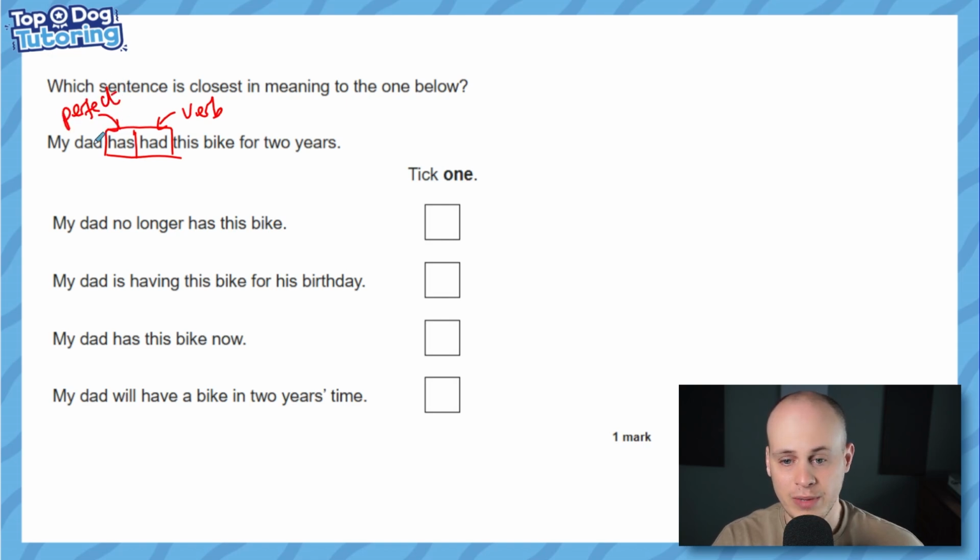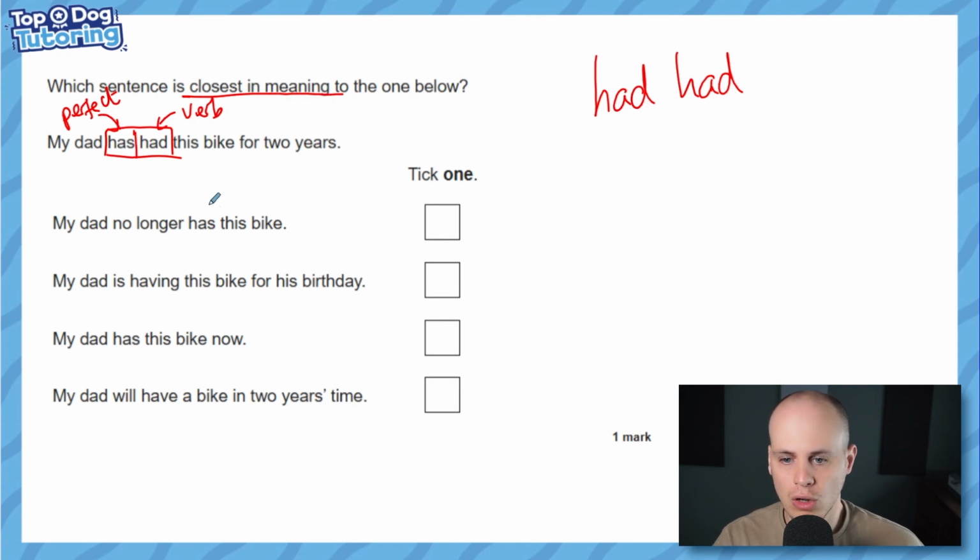So remember, it could have been my dad had had this bike for 2 years. You can actually have had back to back like that in sentences. Grammatically correct. I know, very confusing. But this one is has had. So it suggests that it's in the present perfect tense. Understanding that is going to help us pick the sentence that is closest in meaning, because closest in meaning means we need to get the tense right.